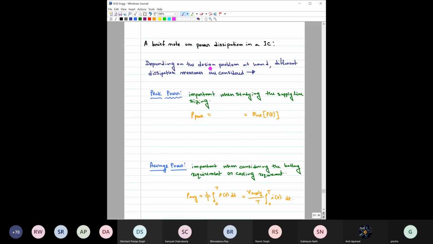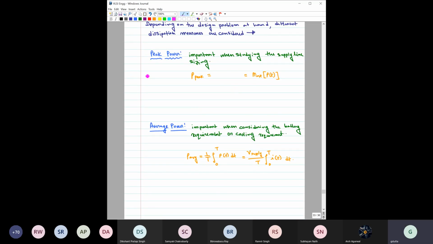While considering power dissipation, there are a couple of terms which are important, and we should know in what context they are important. Here, as you can see, is a brief note on power dissipation in ICs. Depending on the design problem at hand, different dissipation measures are considered. For example, suppose you are given a limitation on the peak power, that it cannot be more than this. These are the things I should keep in mind.